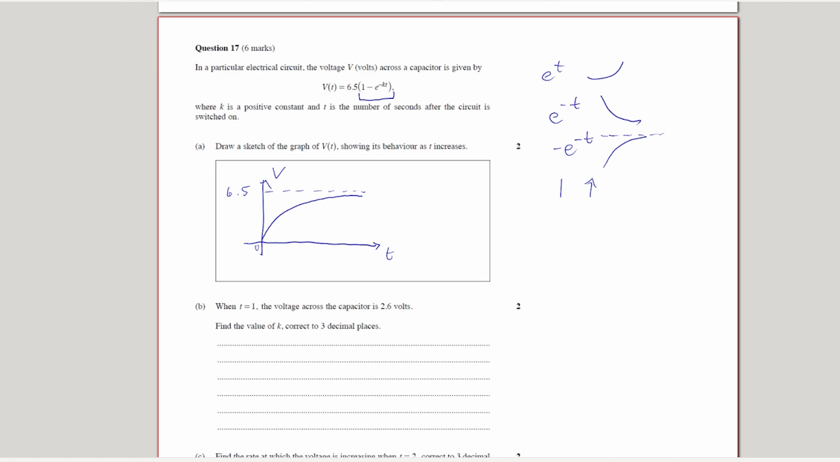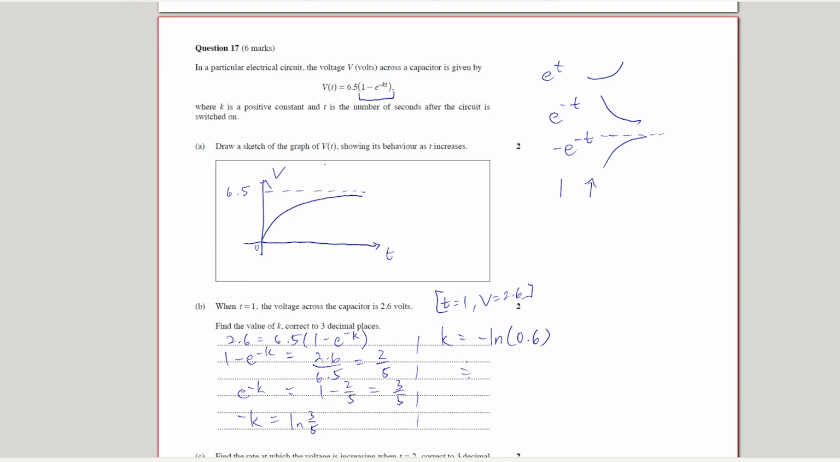When t equals 1, so like I said before, write your data like this, the voltage is going to be 2.6. Find the value of k. So now plug in t equals 1 and V equals 2.6 into the equation. So k equals negative ln of 0.6, and to 3 decimal places, that's going to be approximately 0.511 dB.